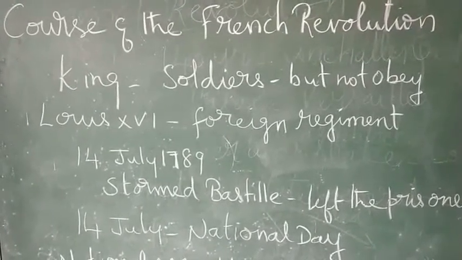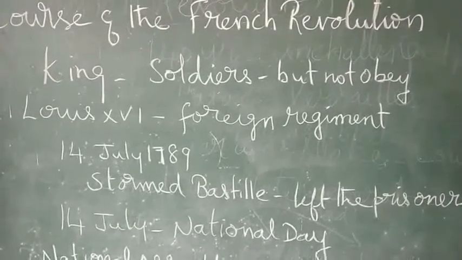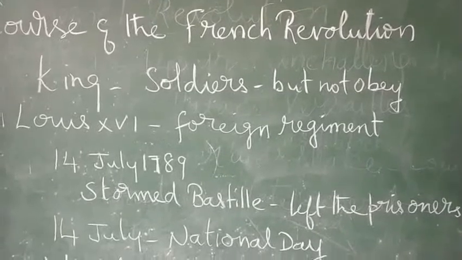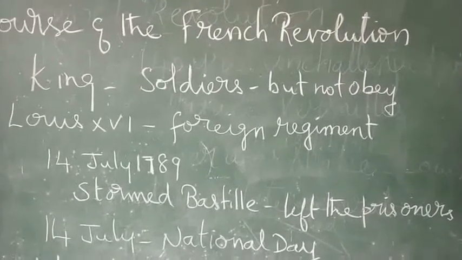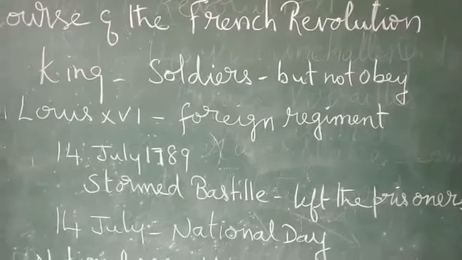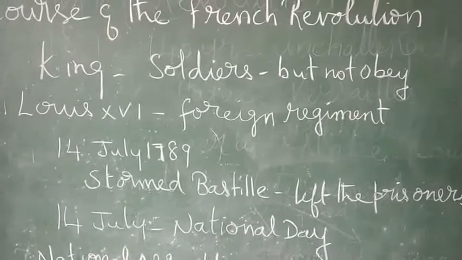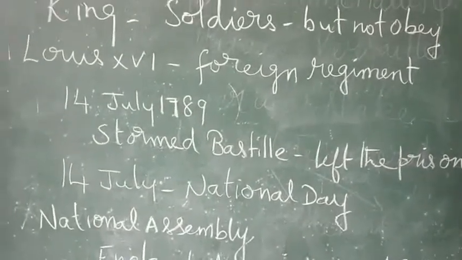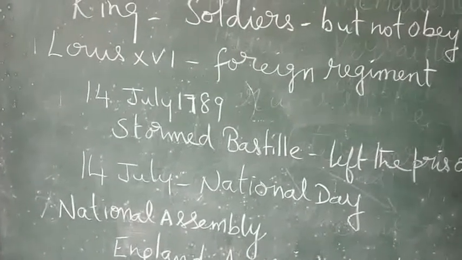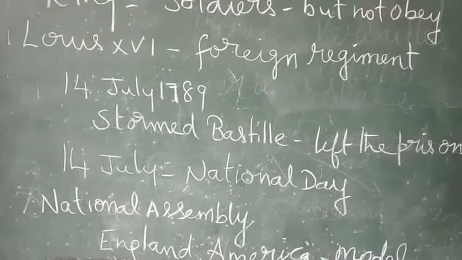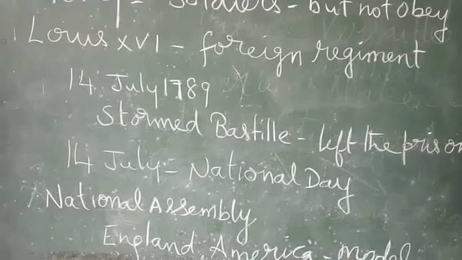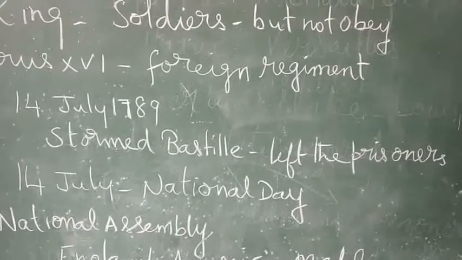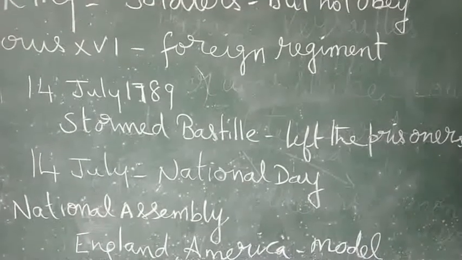The king took an option of using the foreign regiment to shoot down the people. This aggravated the people. His own king decided to shoot the people, which was not accepted by the people, so they started a riot. On the 14th July 1789, they started to attack the Bastille. They stormed the Bastille prison and set free all the prisoners. This was done by the people of France.